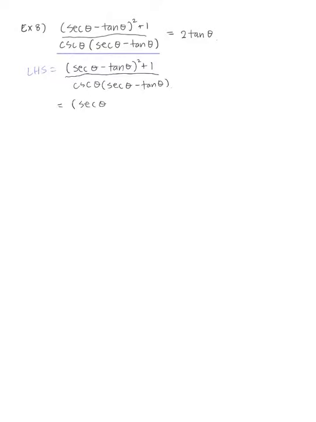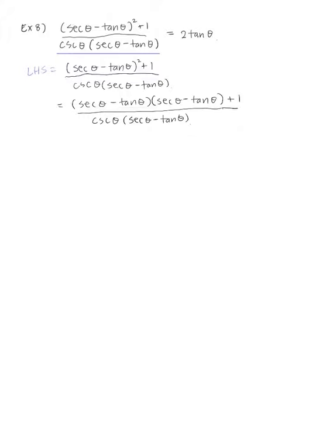Secant of theta minus tan of theta, and multiply by secant of theta minus tan of theta, and then plus 1, and whole thing over cosecant of theta, and then what should we do over there? Let's just leave it alone. All right, so then here you're going to get cosecant of theta and secant theta minus tan of theta.